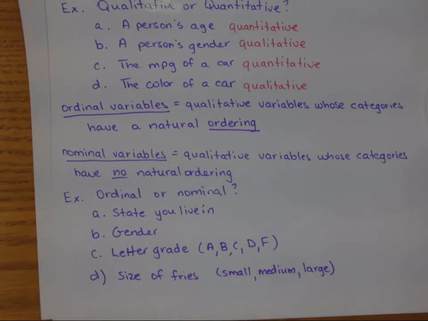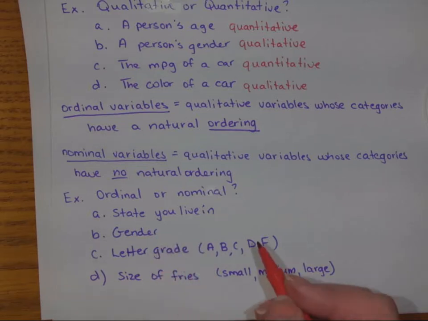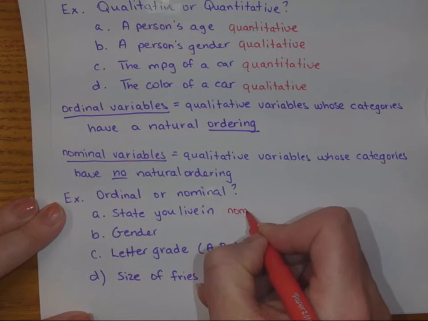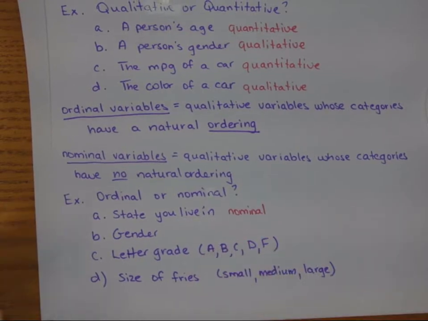Okay. So notice all of these things, the state you live in, the gender, your letter grade, size of the fries, none of those things are numbers. So they are all qualitative data. Okay. So the question is, can you, with the responses you would get if you asked someone what state do you live in, could you order that, or does it have a natural order? And notice it doesn't, right? Even though everybody from Texas thinks their state is better than all the other states, there's no ranking as far as that goes, so that would just be nominal. It's just name only. There's no natural order.